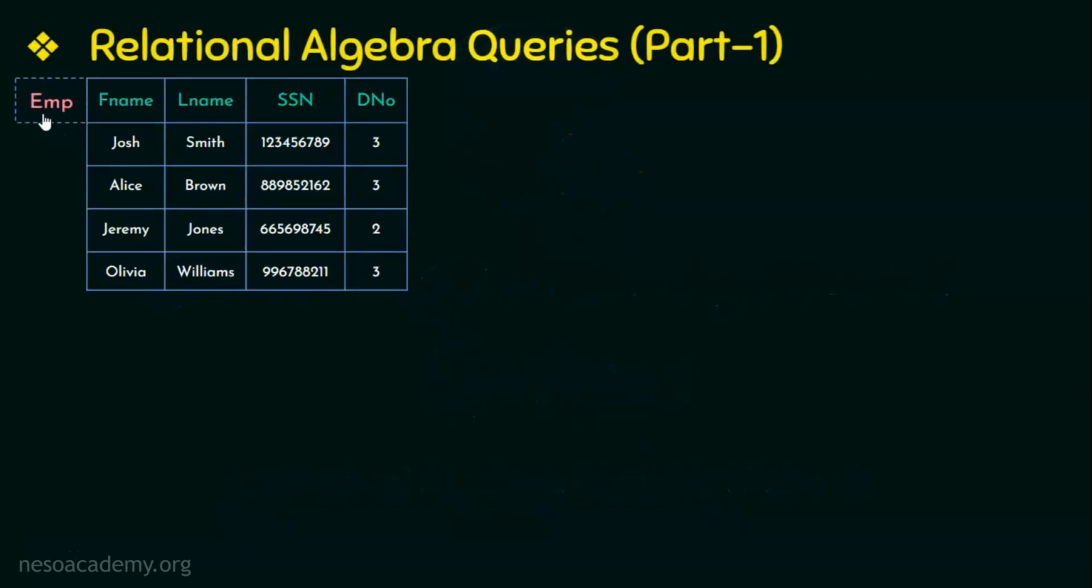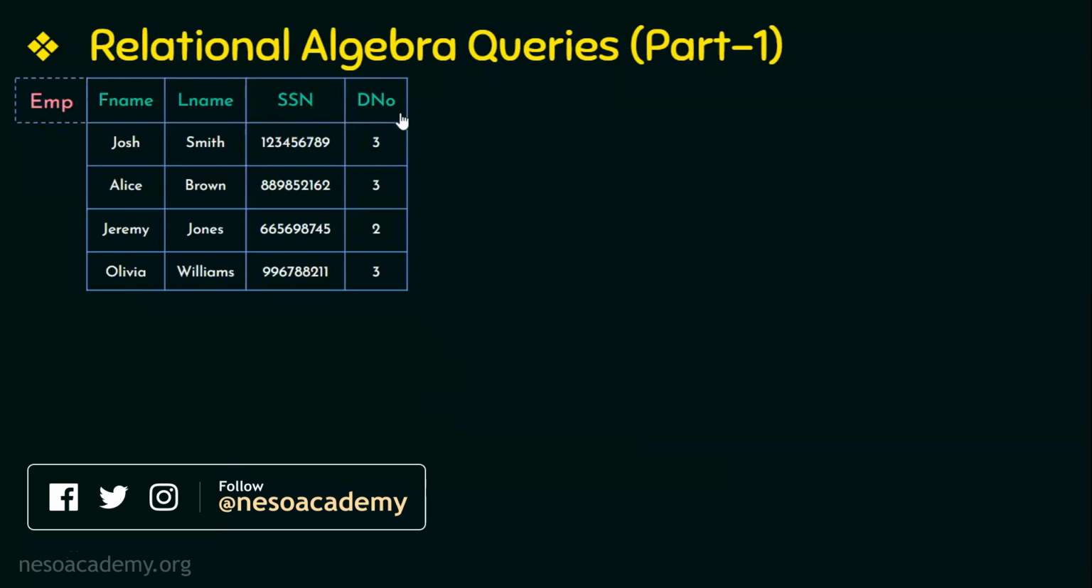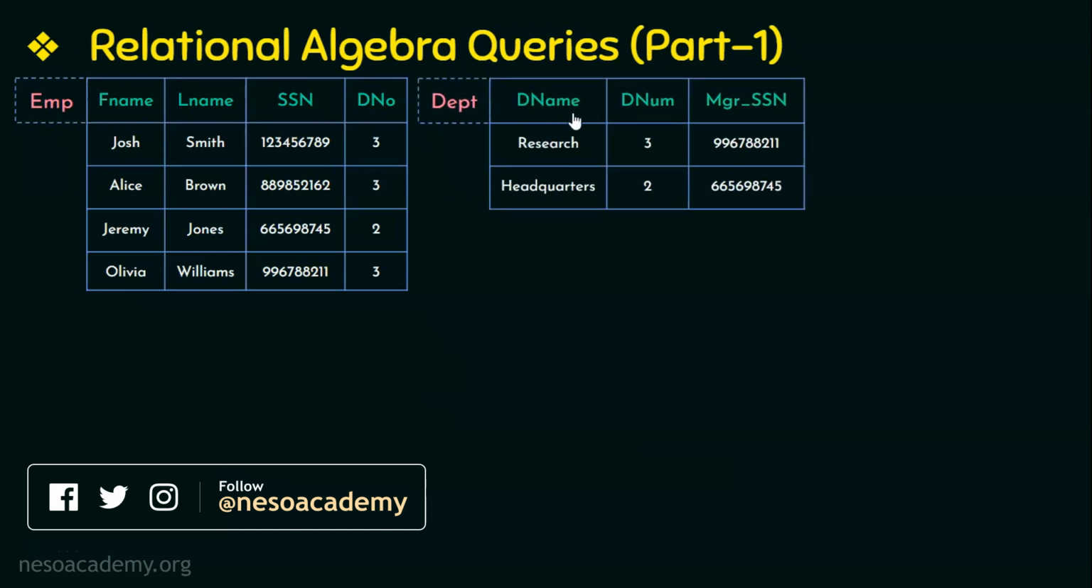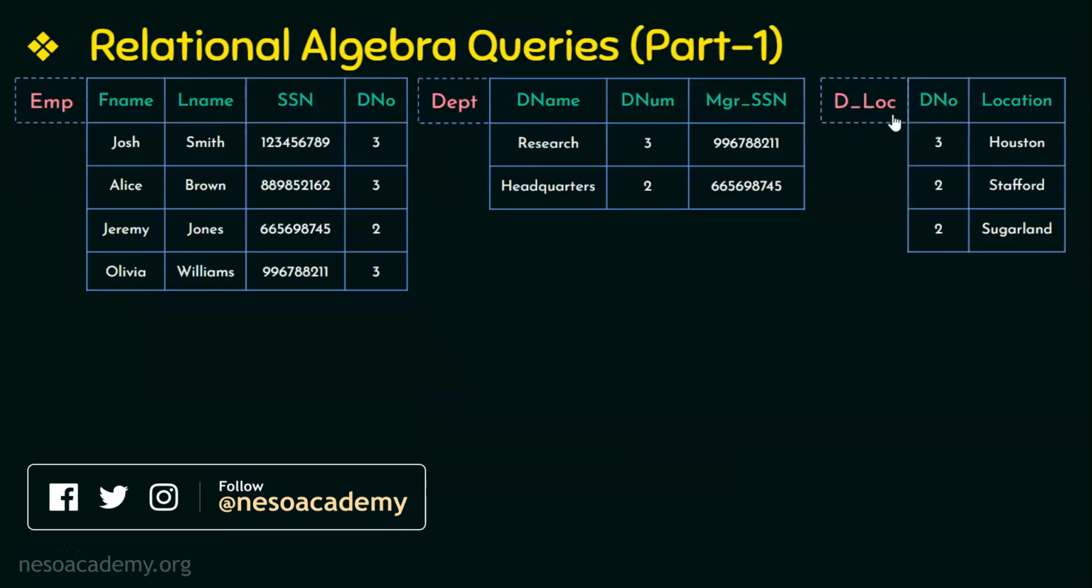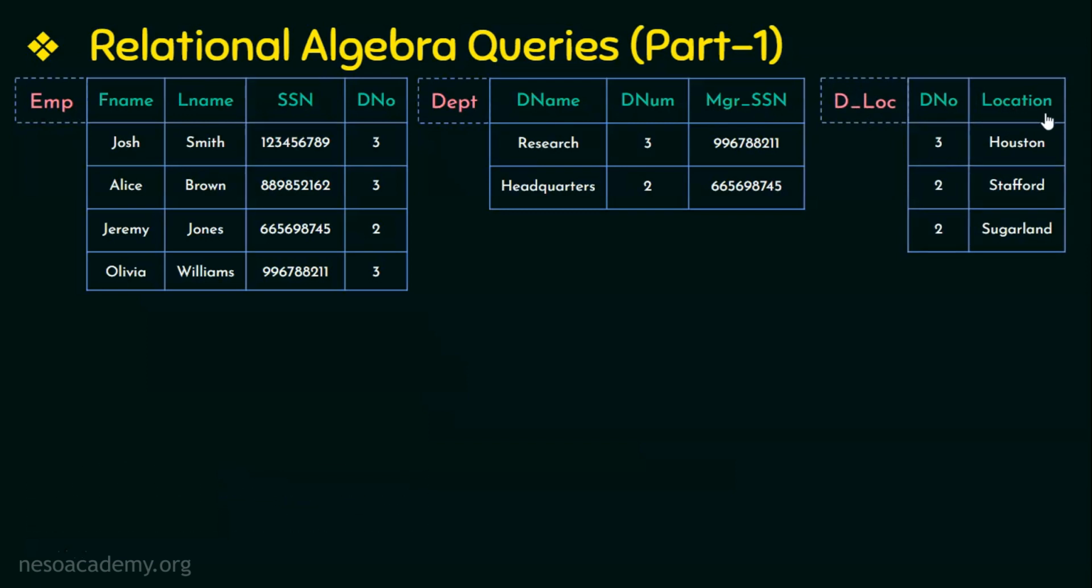They are the employee relation with first name, last name, SSN and department number as its attributes. That is, this relation contains the details of all the employees. Next, we have the department relation with department name, department number and manager SSN as its attributes. That is, this relation contains the details of all the departments. Then we have DLOC or department location with department number and location as its attributes. This relation contains the locations of the departments.